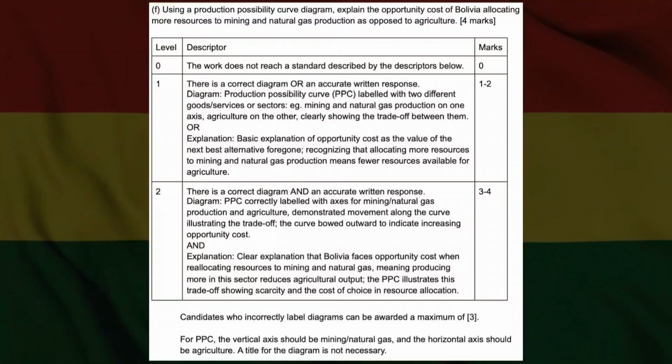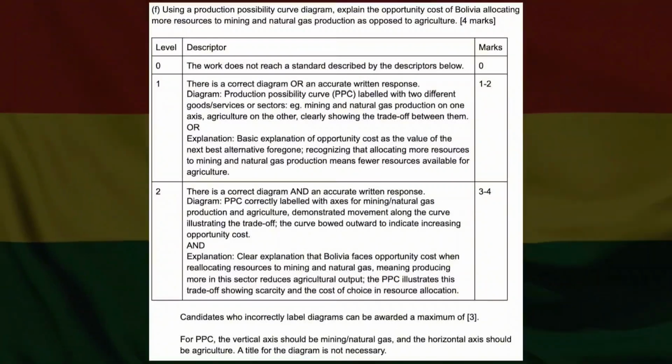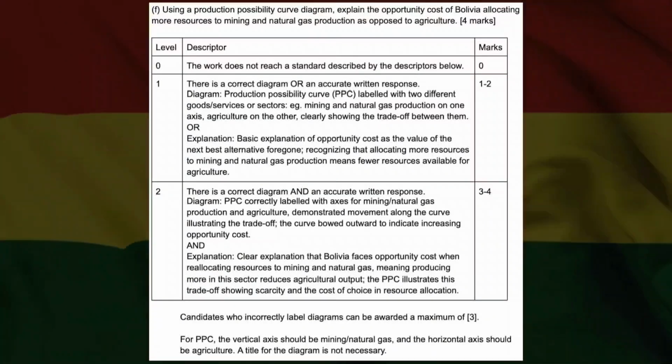1 to 2 marks. Level 2: there is a correct diagram and an accurate written response. Diagram: PPC correctly labeled with axes for mining and natural gas production and agriculture, demonstrating movement along the curve illustrating the trade-off. The curve is bowed outward to indicate increasing opportunity cost.